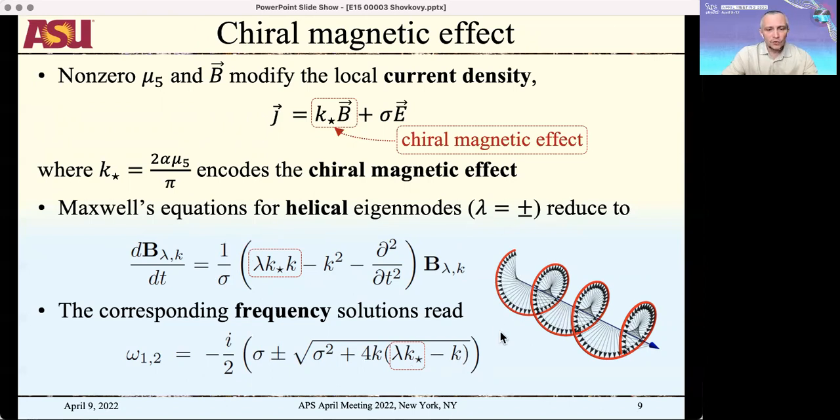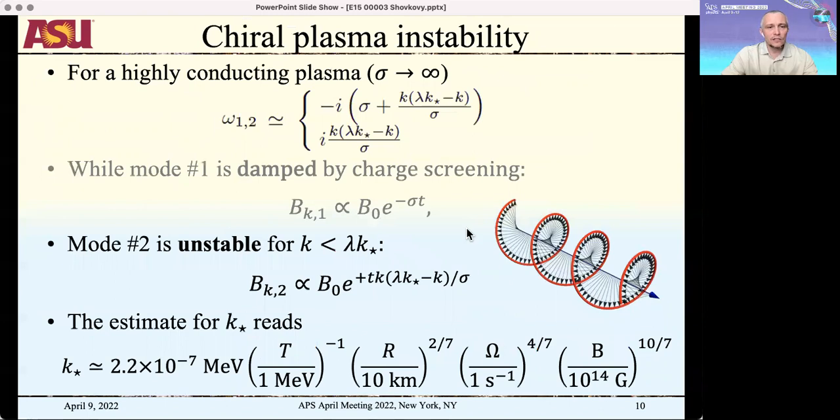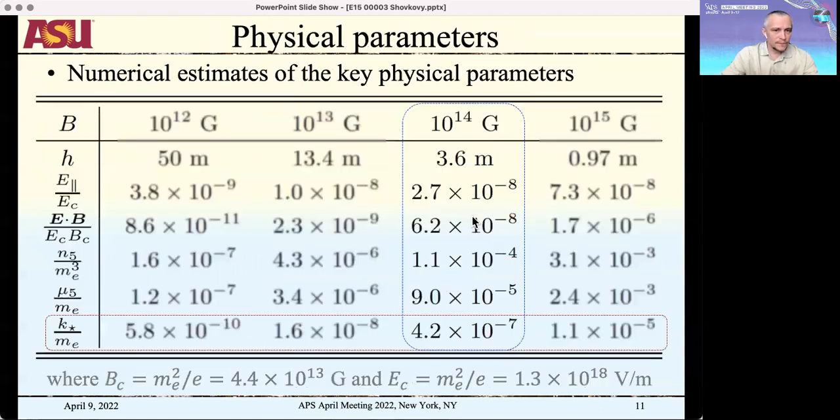and omega-2. In order to understand them better, it is instructive to consider the limit of highly conducting plasma. Sigma goes to infinity, and one finds that the two frequencies are given by the following relations. The first mode is totally damped, and it's due to the charge screening of the modes in the plasma, while the second mode is actually unusual. It is unstable. It can be generated spontaneously for the wave vectors k, which are smaller than a certain critical value k star for a given helicity lambda. The value of k star can be very easily estimated from the chiral chemical potential that we obtained earlier.